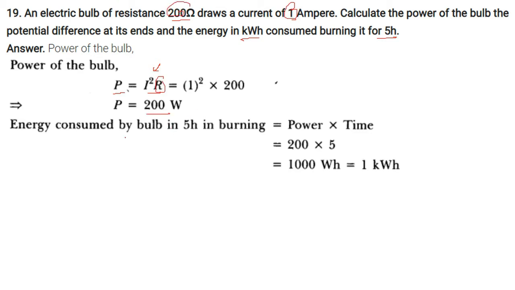What is the energy consumed by the bulb in 5 hours? We know that energy is equal to power into time. Power is 200, time is given as 5 hours. So 200 into 5, that is 1000 watt hour. 1000 means kilo. So this is 1 kilowatt hour.